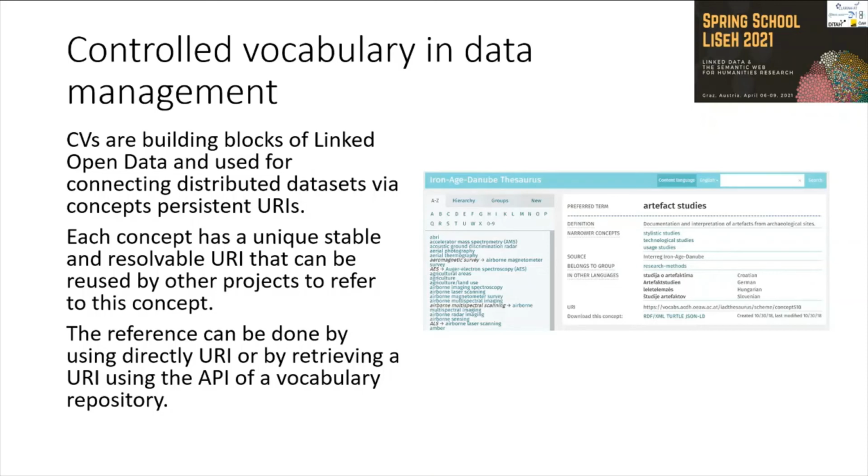And on the slide here, this is a screenshot of the Iron Age Danube Thesaurus in SKOS vocabulary repository that's hosted by the Austrian Center for Digital Humanities and Cultural Heritage. This is a user interface, but all concepts from SKOS service can also be retrieved using SKOS API.